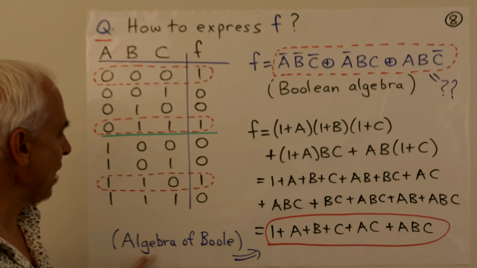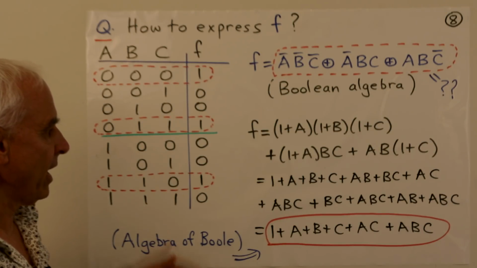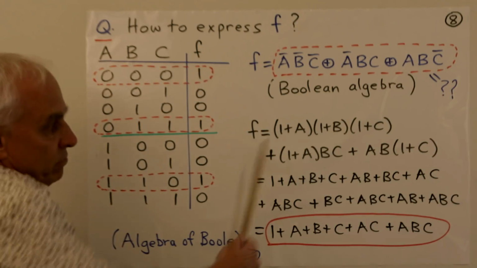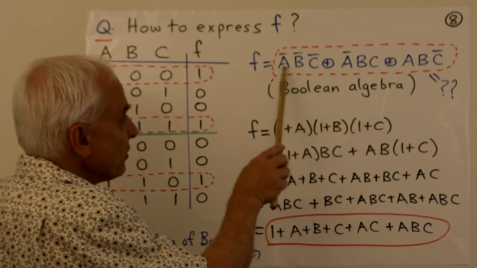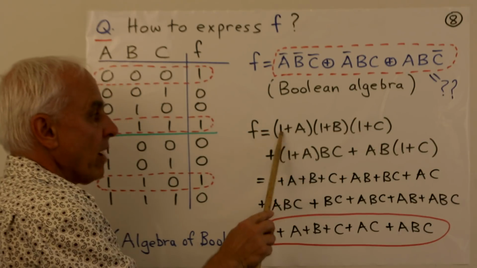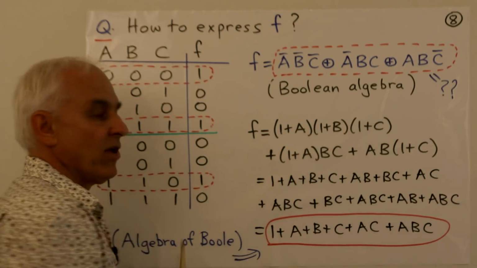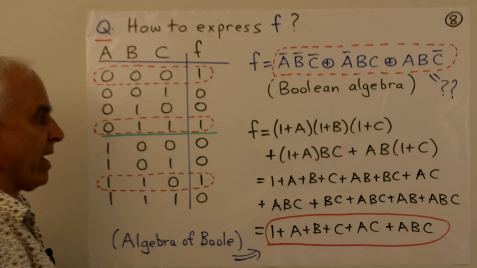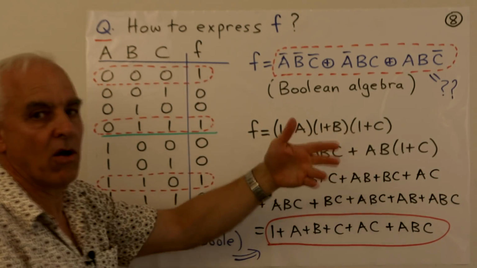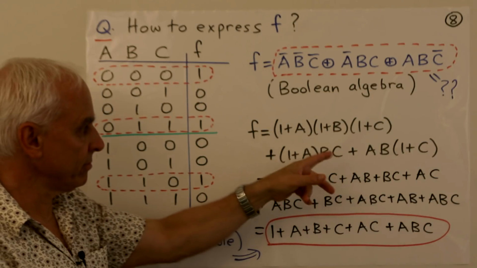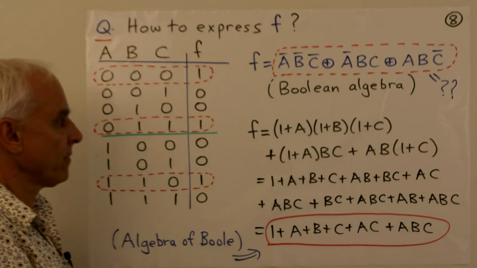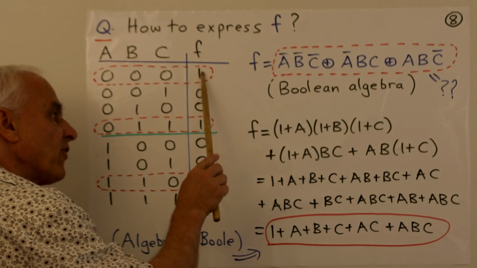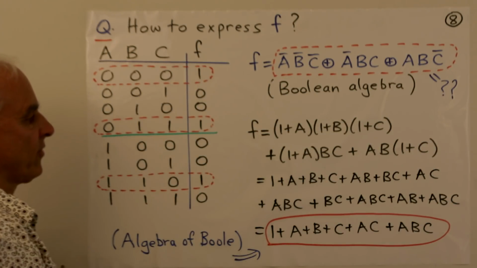Okay, now the Algebra of Boole story. It's the same kind of thing. We're still looking at each one of these rows, but we describe them differently using the Algebra of Boole notation. So instead of A bar, B bar, C bar, we write 1 plus A, 1 plus B, 1 plus C. So this will be 1 when A, B, and C are all 0. And otherwise, it's going to be 0. So this is exactly the same as that thing. And then we're going to take a sum. So we're going to this, or this, or this.